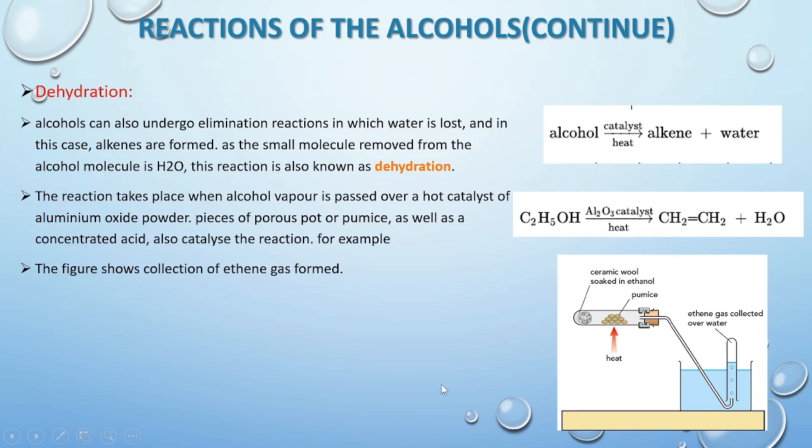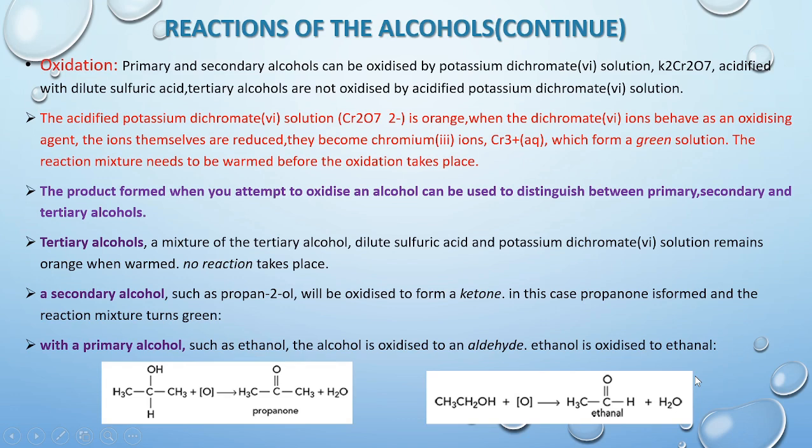Dehydration. If we remove a water molecule from the alcohol, there is a formation of ethene along with the water molecule. The conditions are aluminium oxide as catalyst and heat. You can see the apparatus which is used for this purpose.